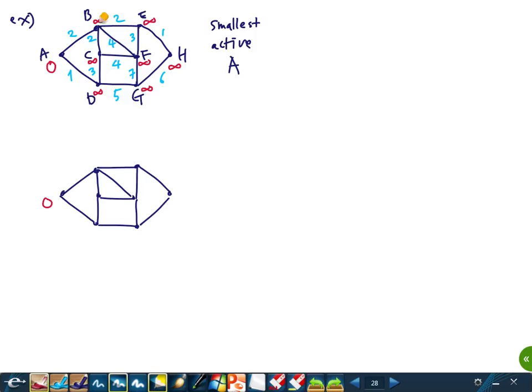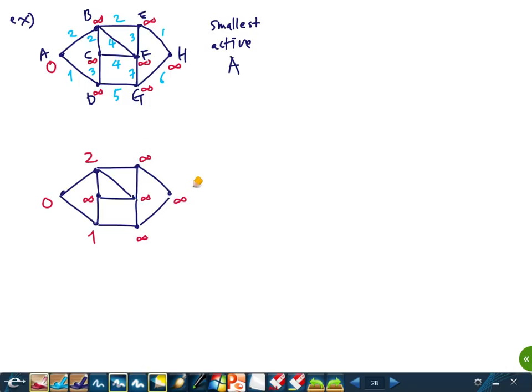Infinity. If you go from A to B, what is the cost for that? 0 plus 2. 2 is smaller than infinity, so we replace this by 2, like that. What about this? If you go from A to D, the cost is 0 plus 1. 1 is smaller than infinity, replace this by 1. And the other things are the same.